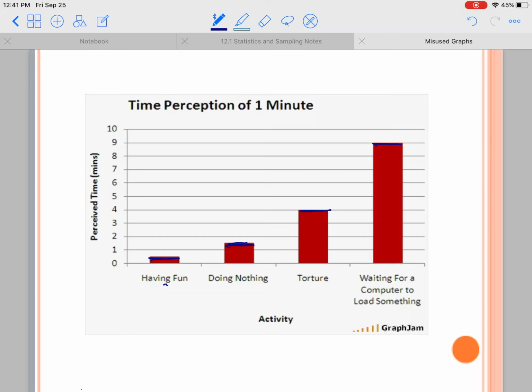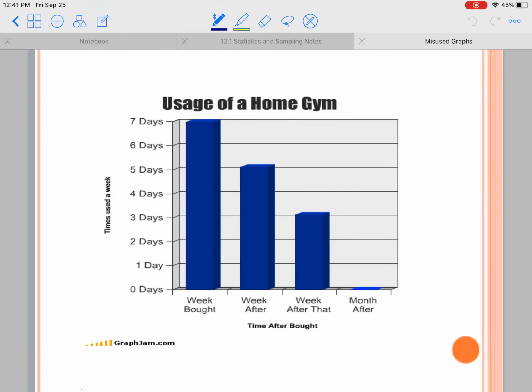Well, how do you measure your perception of a minute? So, man, that minute felt like forever. That minute felt like 4 minutes. How do you actually measure that? It isn't something you can measure. You can't measure how long you perceive a minute to be. So, again, this graph clearly resonates with people, but we don't know how many people were surveyed. We don't know how these measurements were made. This is like craziness, okay?